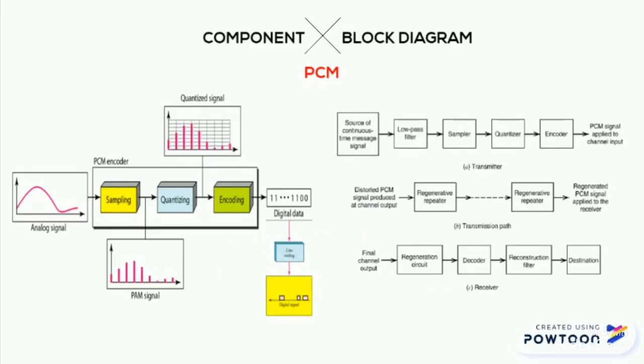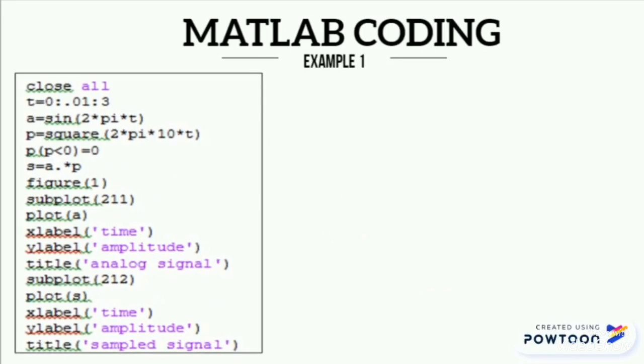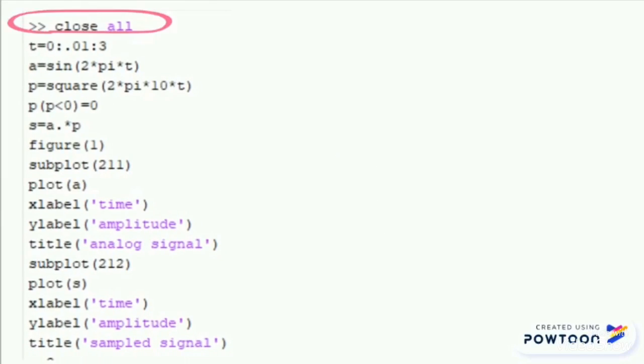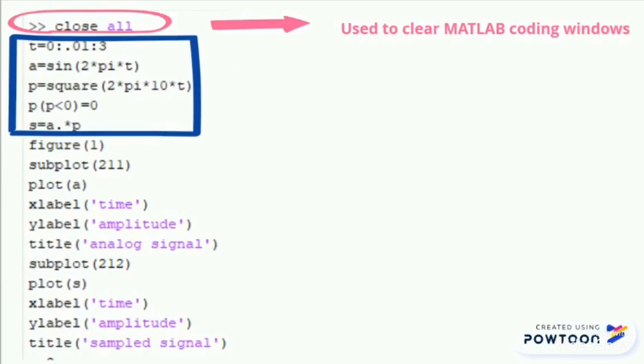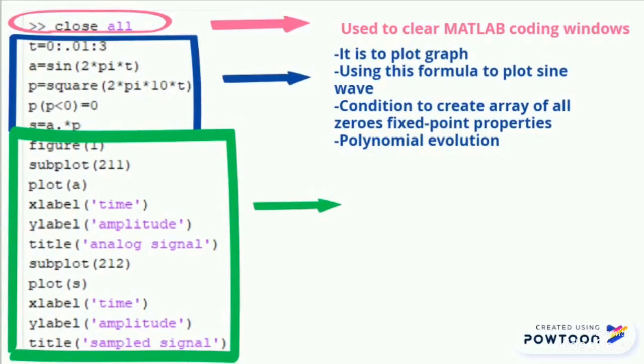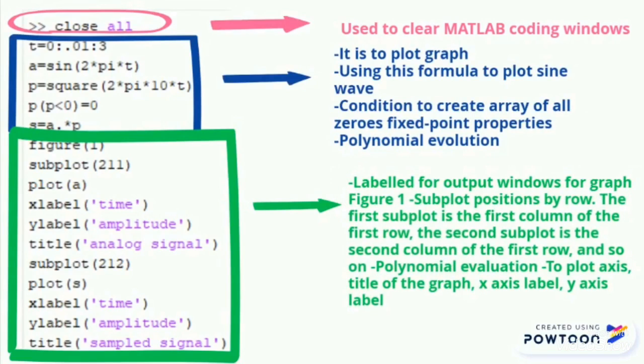This is the component versus block diagram. MATLAB coding. This is our example 1. We can look, this is close all, used to clear MATLAB coding windows. The second one is to plot the graph using the formula. The third one is the label for the output window for the graph.